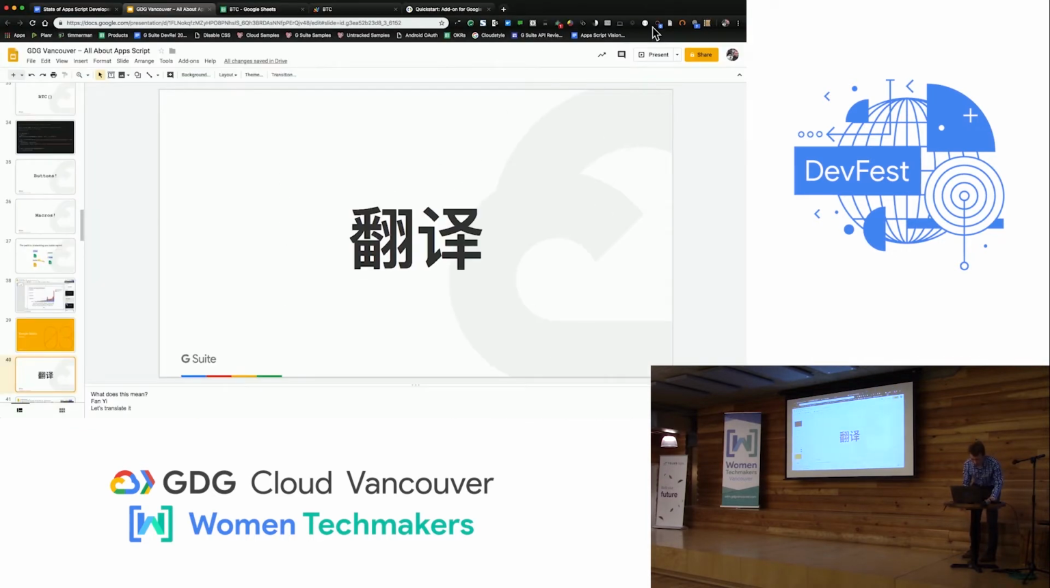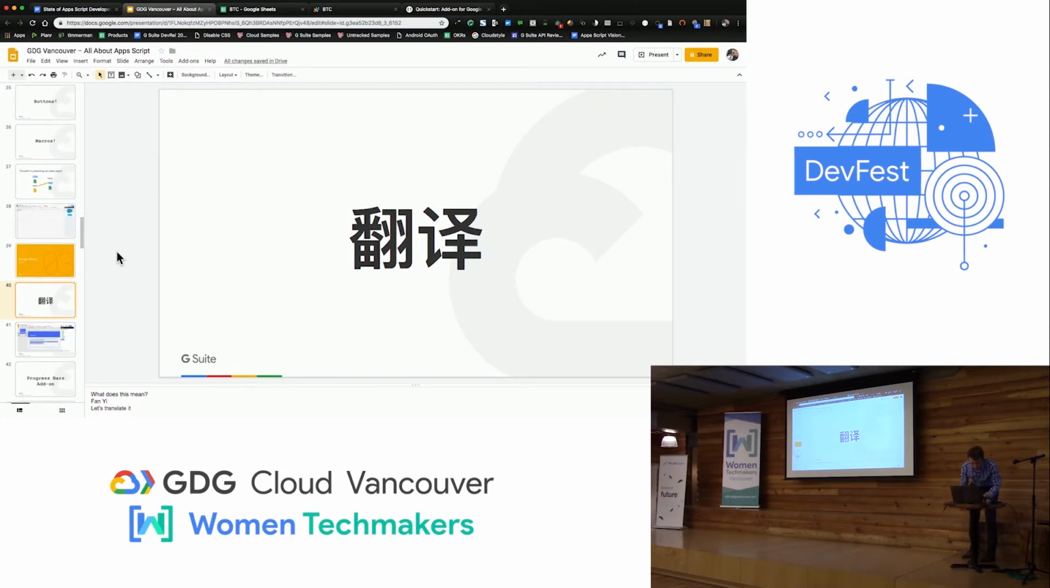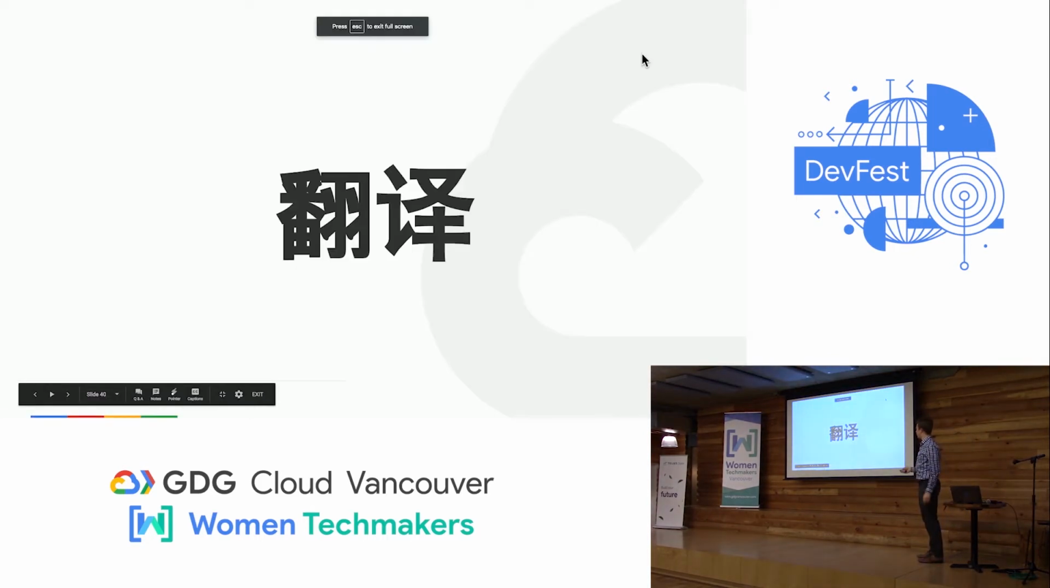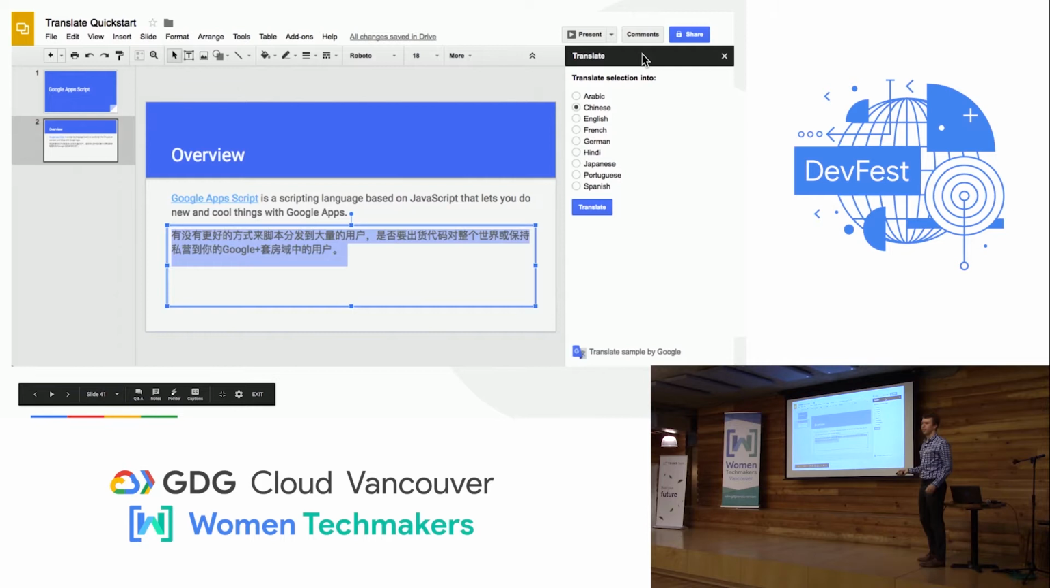So let me see if I have a demo for that. Actually, I showed the Translate add-on before, so I'll show a different add-on. But this is what it looks like. This is actually a tutorial from GitHub, where we create a sidebar here. You can select what language you'd like to translate into. And you can just select the text here. And Google Translate will automatically detect the current language of the text, and it'll translate it into your destination language.